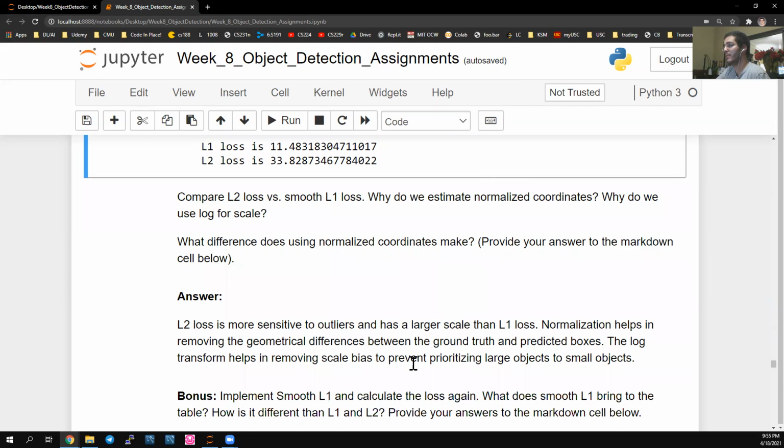There is a bonus part which asks us to implement smooth L1 and calculate the loss again. What does smooth L1 bring to the table? How is it different from L1 and L2? Provide your answers in the markdown cell below. So what that part is essentially, we are trying to estimate the bounding boxes on L1 and L2, and the smooth version puts the best parts from L1 and L2 together.